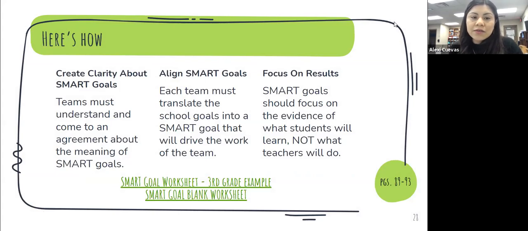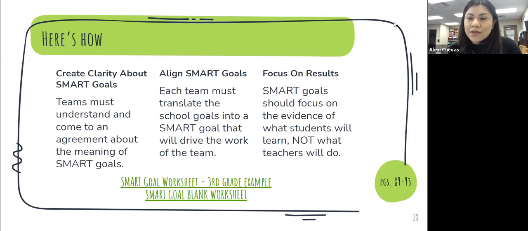So here's how to create the SMART goals. The very first thing you want to do is create clarity about SMART goals. You want to make sure that everyone understands and comes to an agreement about the meaning of SMART goals. If everyone doesn't have that shared understanding, then it's not going to go as well as it can go. So make sure that the very first thing is to establish clarity about SMART goals.